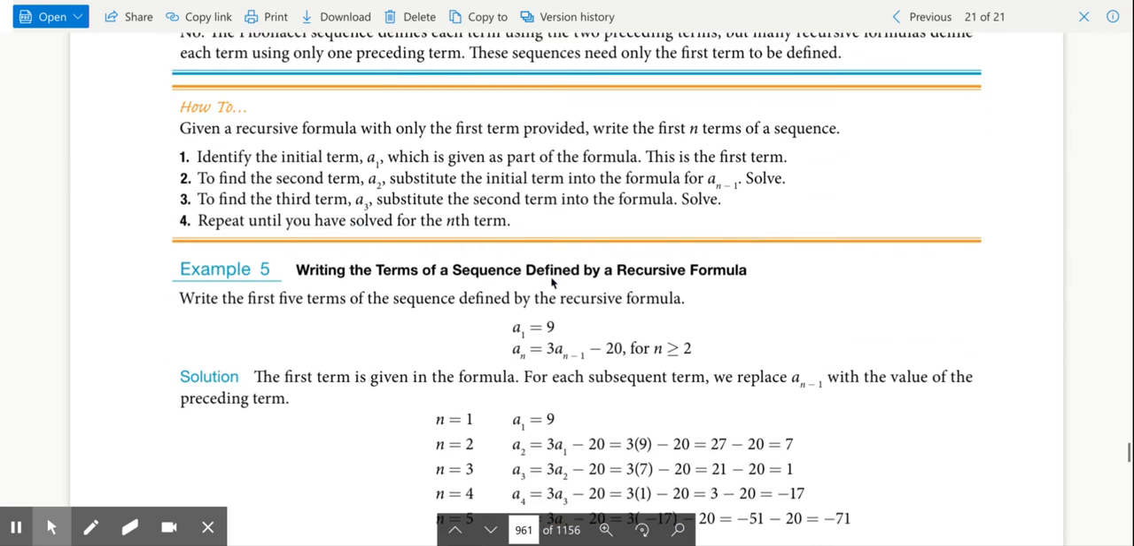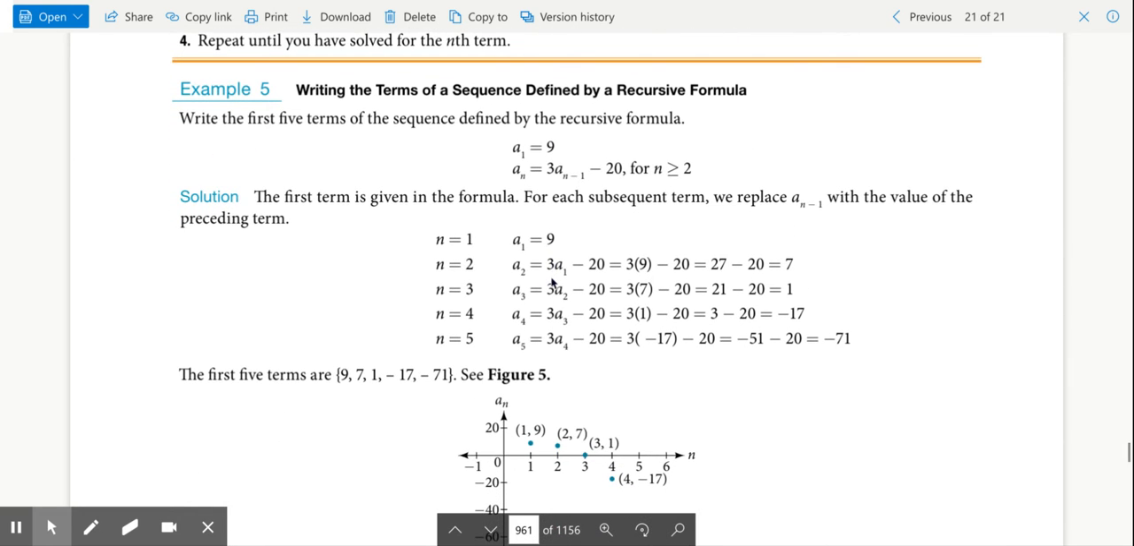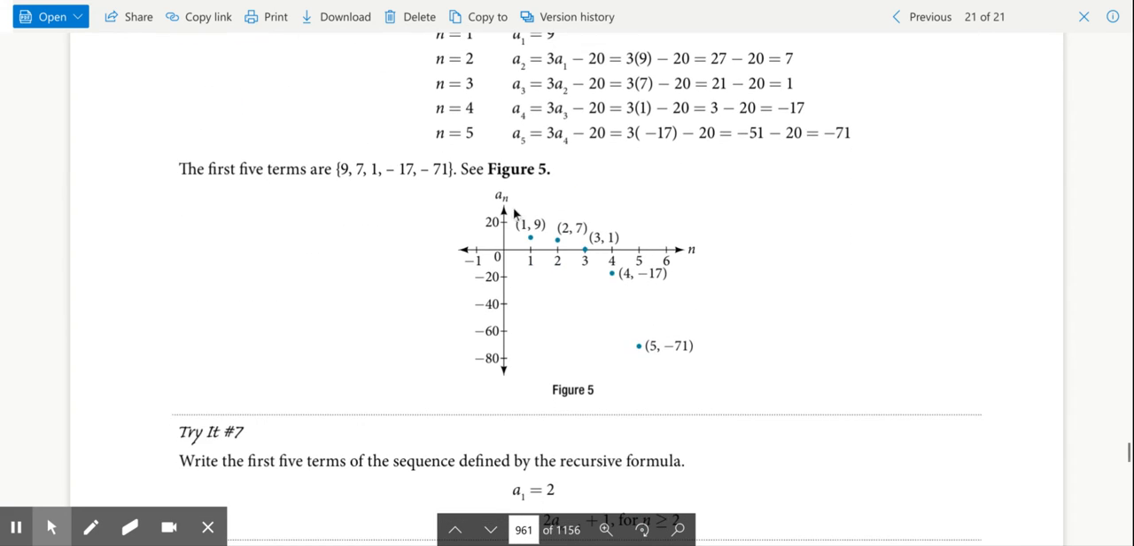So basically, we already talked about this. You're just plugging in the previous term each time. We can graph these as well. Same deal.